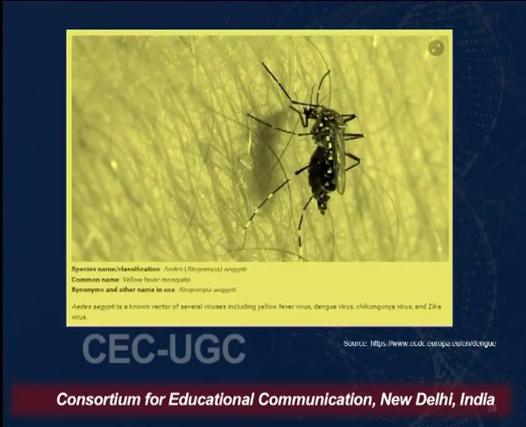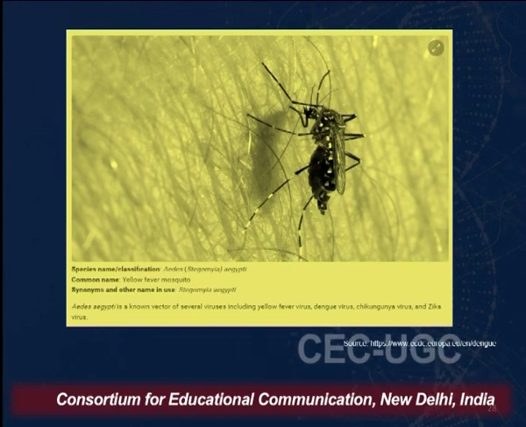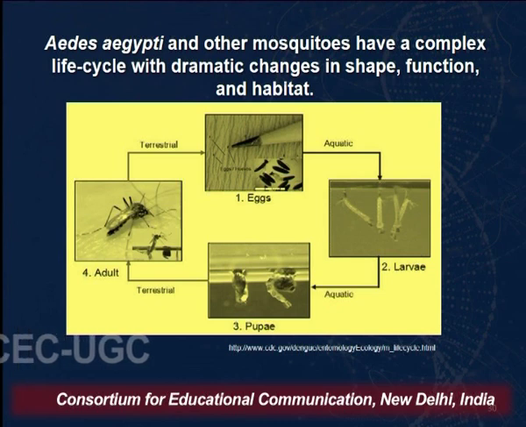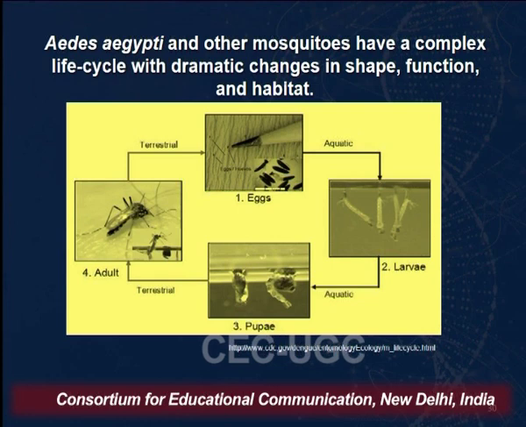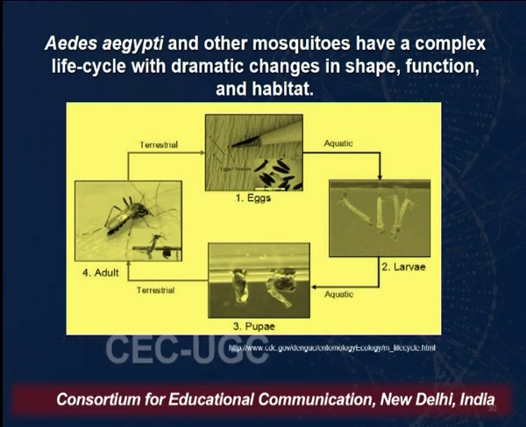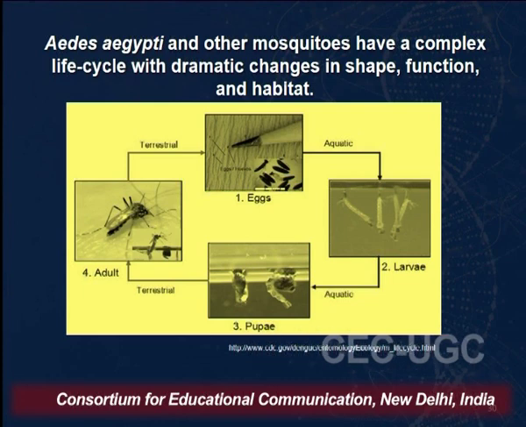Now, this is one of the vectors shown here, Aedes aegypti. The next vector is Aedes albopictus. These are the main vectors, the mosquitoes, which transmit the dengue virus. Aedes aegypti and the other mosquitoes have a complex life cycle covered in 4 phases: eggs, larva, pupa and the adult stage. The pupa and larval stages are mainly found in water, while the eggs and adult stage are terrestrial. We can see all these stages and how they develop one after another.